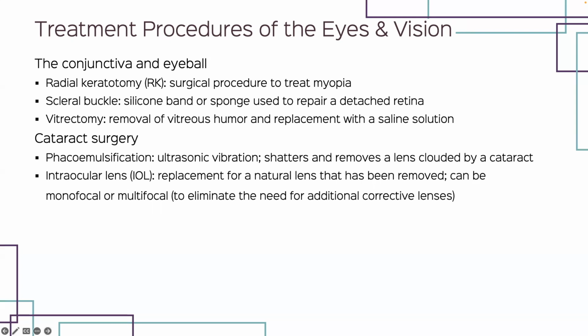Scleral buckle is going to be a silicone band or a sponge that's used to help attach or repair a detached retina that does happen over time. And then your intraocular lens. So basically, it's a replacement for that natural lens. It can be monofocal or multifocal if it needs to be.